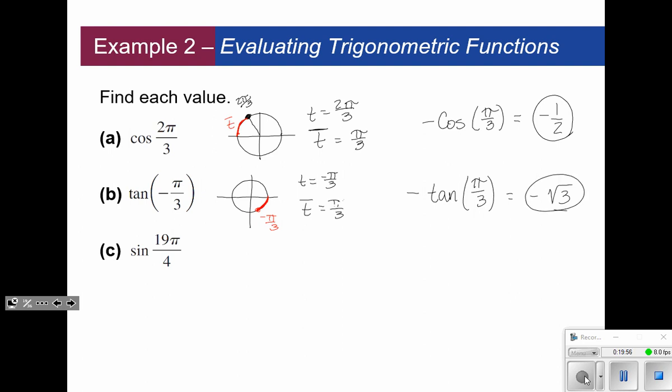Remember, tangent is sine over cosine, so you would be taking root 3 over 2 divided by 1/2, which is just root 3.